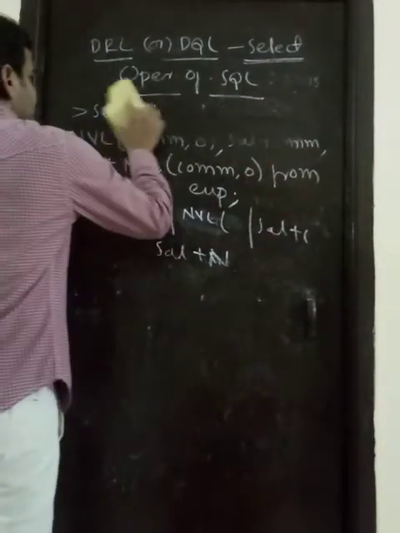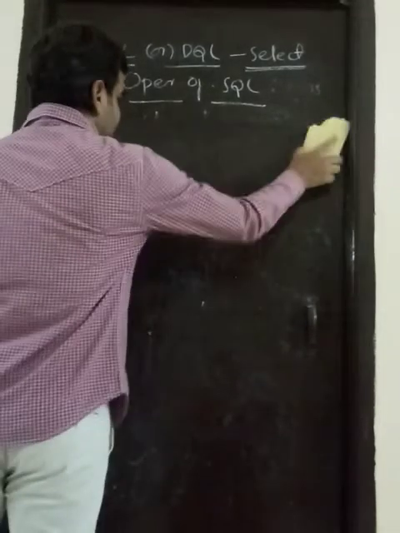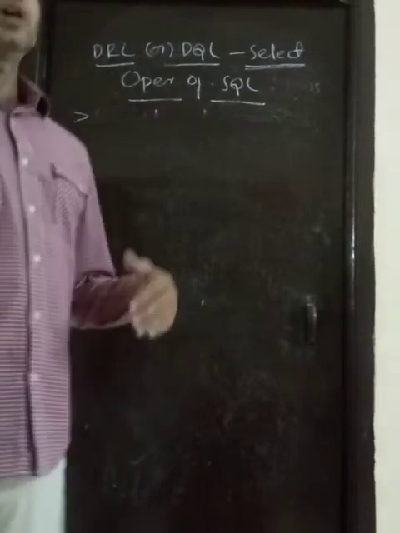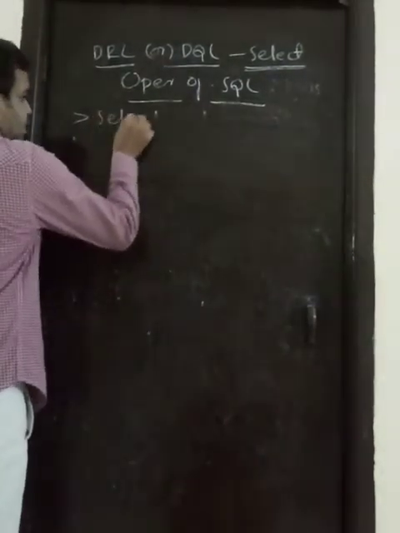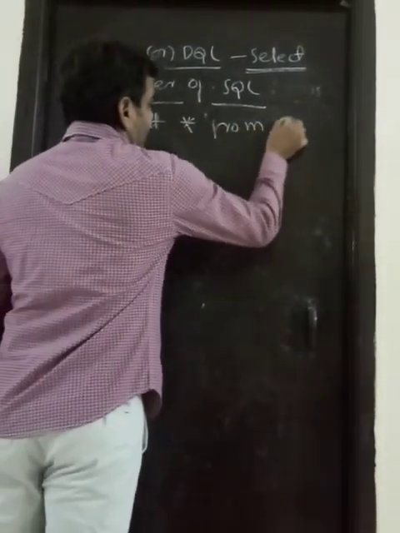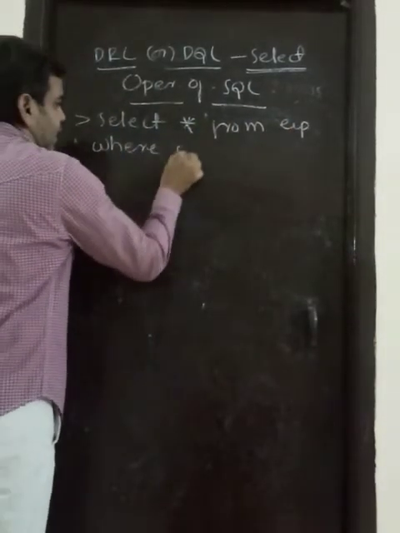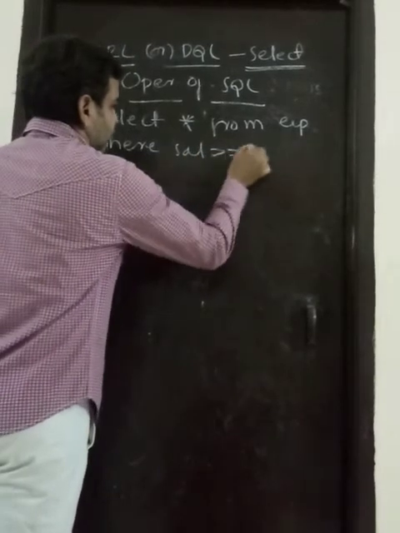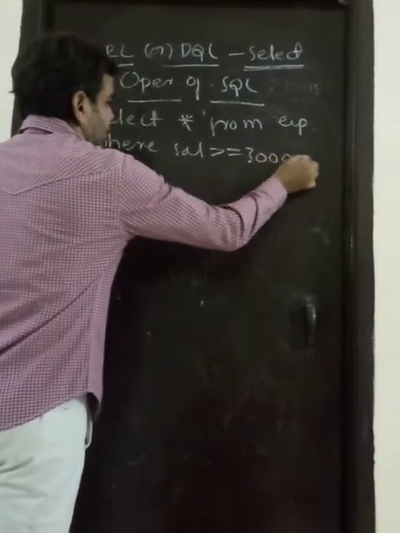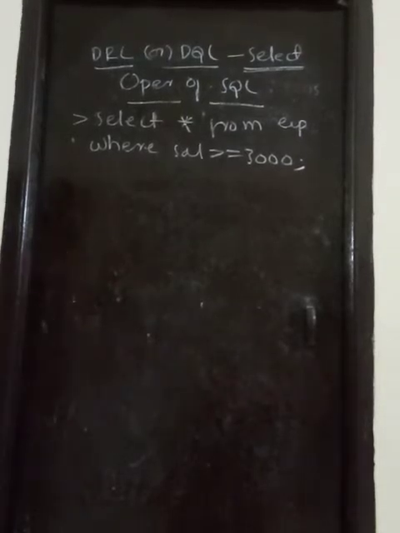Then the next one is relational operators. The relational operators are greater than or equal, less than or equal, equal, not equal. Example of greater than: select star from EMP where salary greater than or equal to 3000. What is the meaning? It will display all column information whose salary is greater than or equal to 3000.